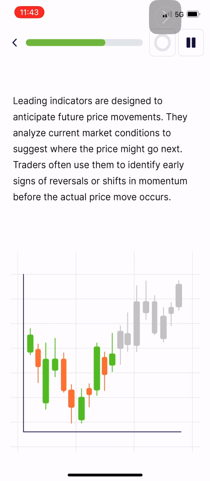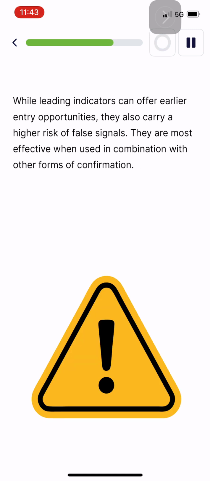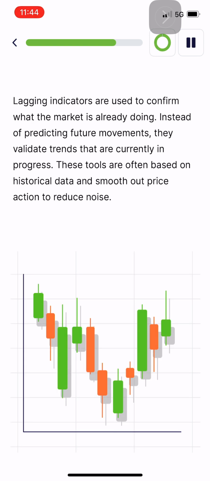Leading indicators are designed to anticipate future price movements. They analyze current market conditions to suggest where the price might go next. Traders often use them to identify early signs of reversals or shifts in momentum before the actual price move occurs. While leading indicators can offer earlier entry opportunities, they also carry a higher risk of false signals. They are most effective when used in combination with other forms of confirmation.